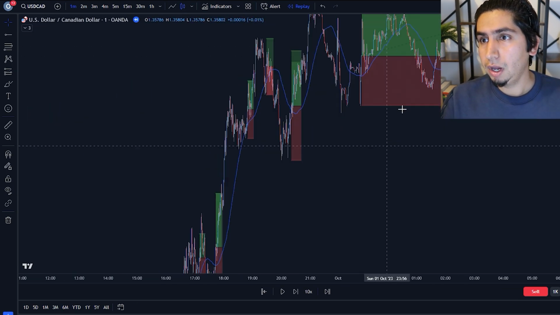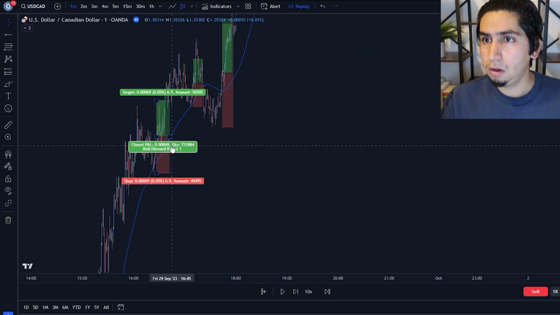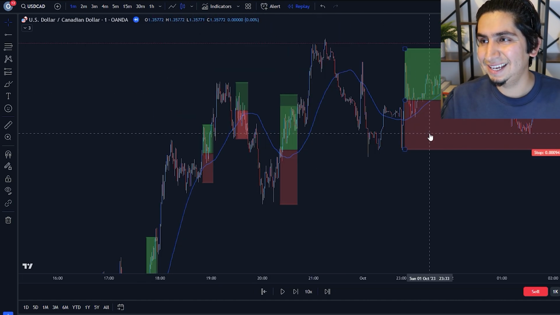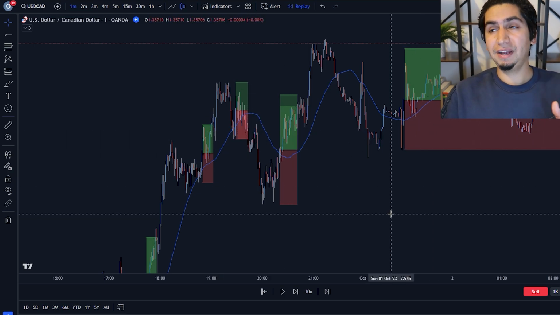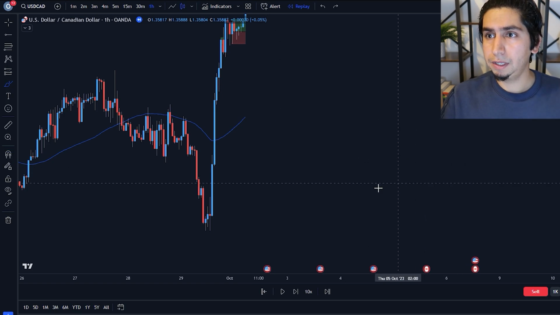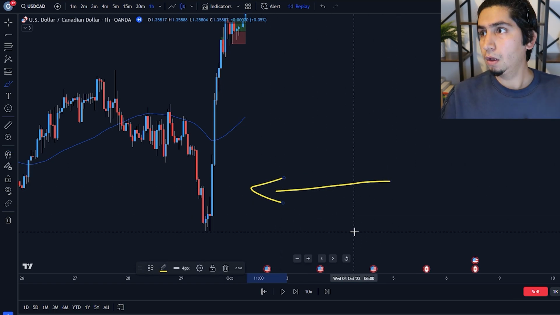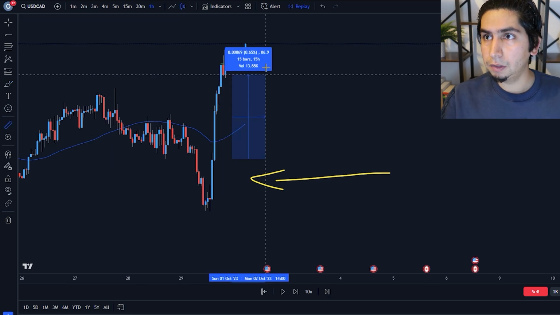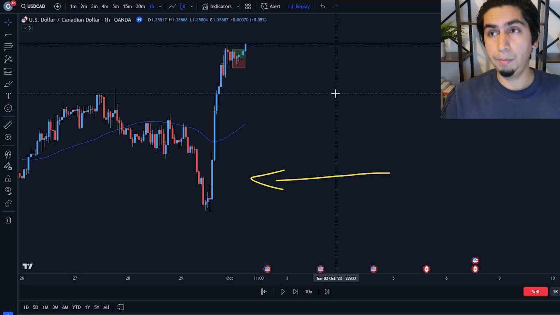But yeah, you had a very nice run. So 1 hour here, 1 hour here, 1 hour here, 3, 4, 5, 6, and only one loss. You see how effective this is? Just follow the momentum. Look at that. So if we go back to the 1 hour, we can see that this was the momentum candle. Look, we've taken advantage of all of this move to the upside, which is over 100 pips, scalping it throughout.